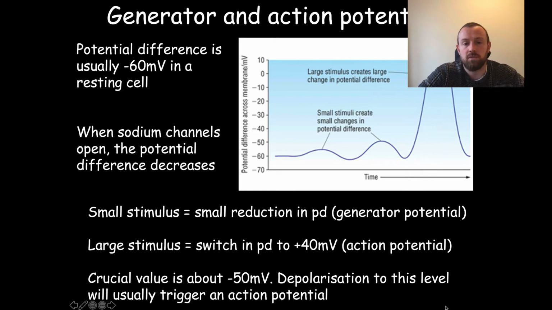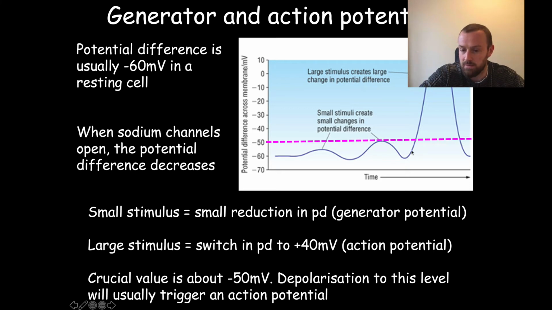So last lesson we looked a bit at generator potentials, and I wanted to show you this slide. So a generator potential is that small change in polarization caused by a receptor. Okay, and a small stimulus won't cause an action potential. A large stimulus, if it gets to a crucial value, will result in an action potential. And I've added this pink line here. So this small stimulus doesn't get to this pink line. And this one actually also doesn't quite get to the pink line. It's just below this threshold value.